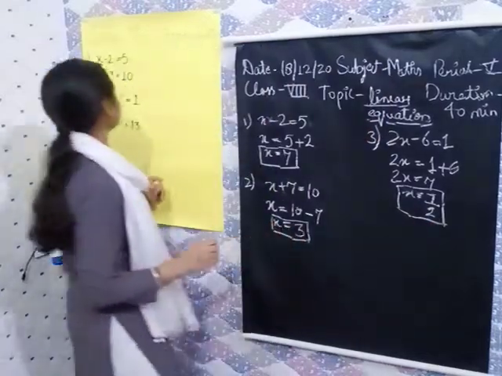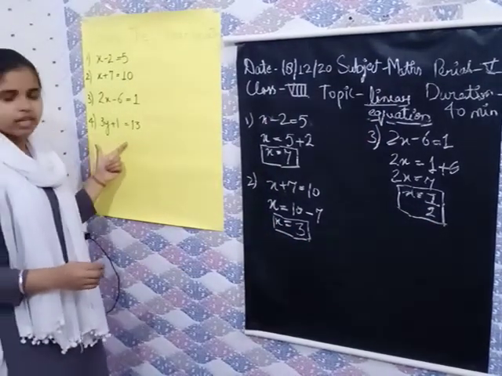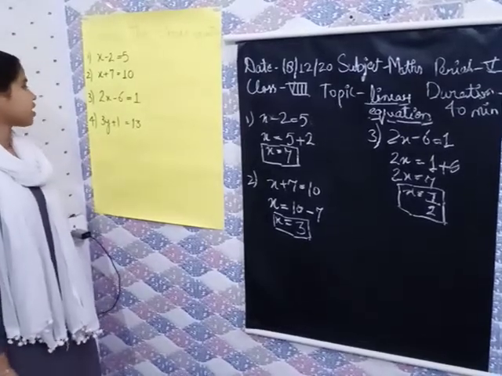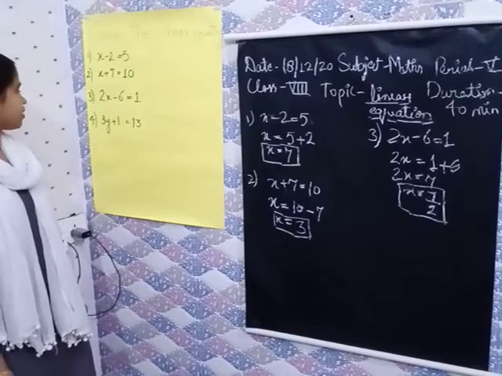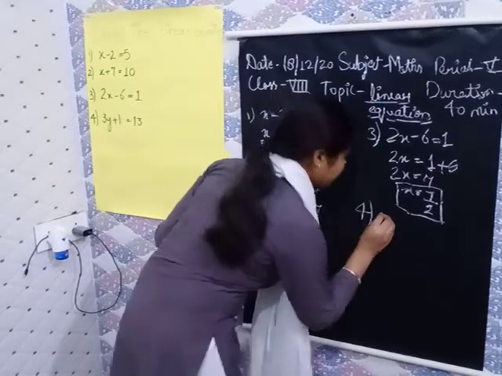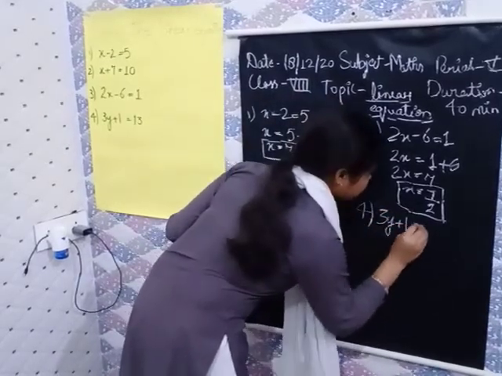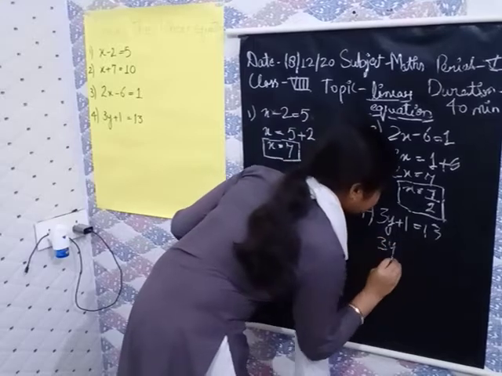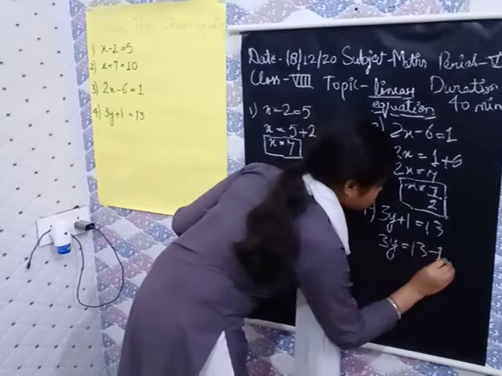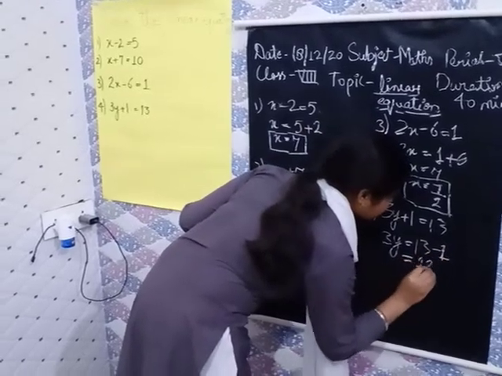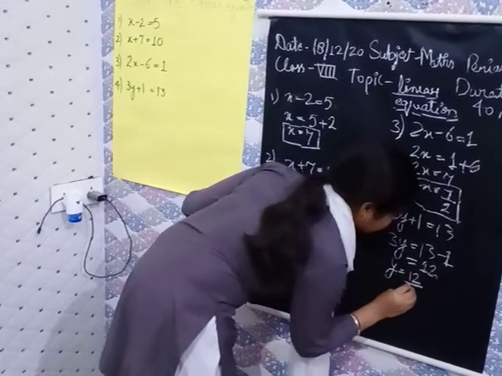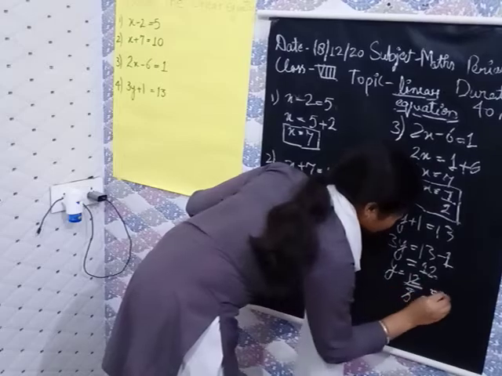See the fourth question. 3y plus 1 is equal to 13. What is variable here? Y. Very good. What are constant? 13 and 1. Very good. So 3y plus 1 is equal to 13. 3y is equal to 13 minus 1. Very good. We will change this side, then the sign will change. 13 minus 1 is equal to 12. Then y will be 12 by 3, which is equal to 4.